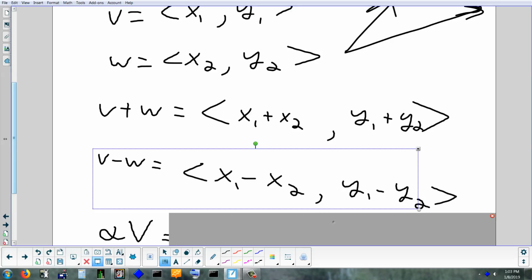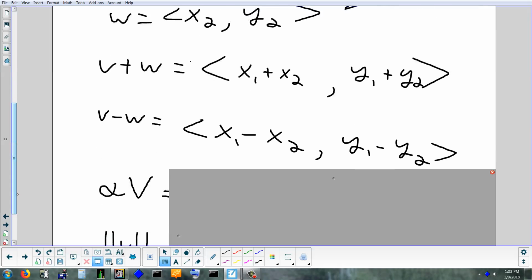Now, when you subtract, does order matter? Yes. So V minus W means take the V component and then subtract the W component. X1 minus X2, not X2 minus X1. That's the other way around.